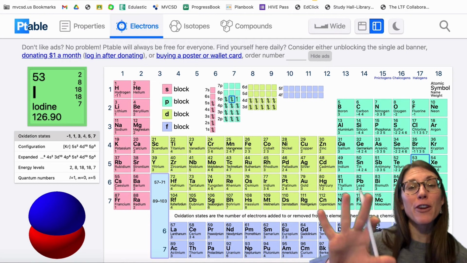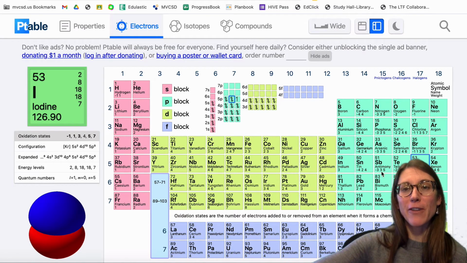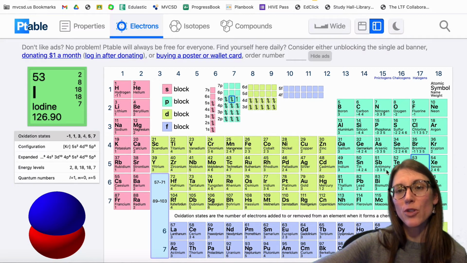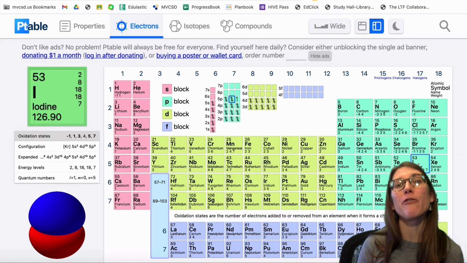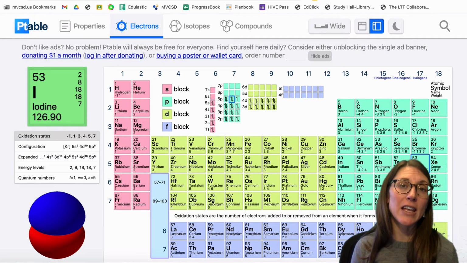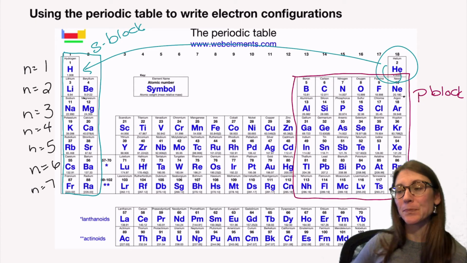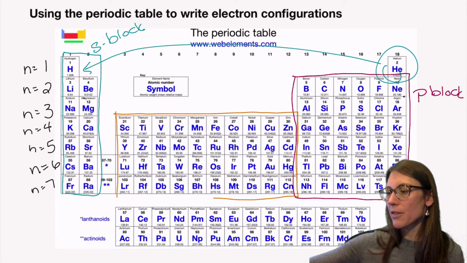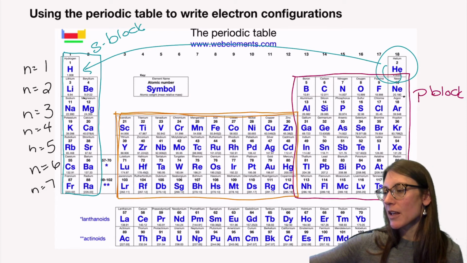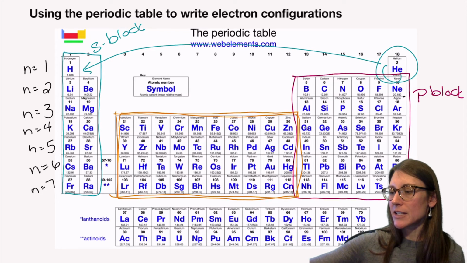Iodine, I'm on the 5th row. And so I'm filling my 5p, and I'm 1, 2, 3, 4, 5 spaces over. So my electron configuration will have 5 electrons in the 5p. The center of the periodic table is where things get a little bit more complicated, but still not crazy. Your transition metals in the middle here, these represent filling the d orbitals. So this is called our d block.